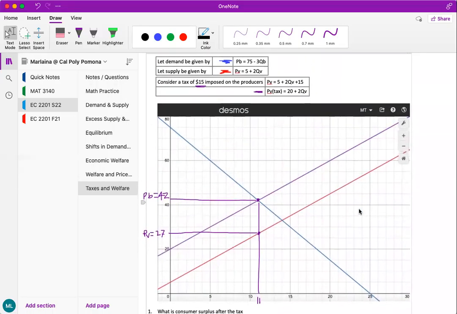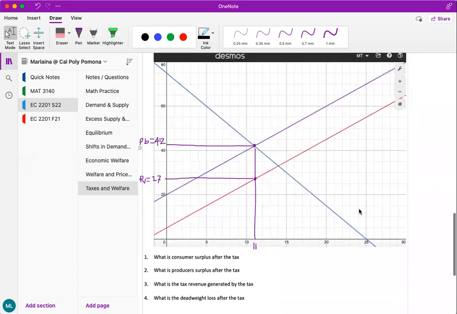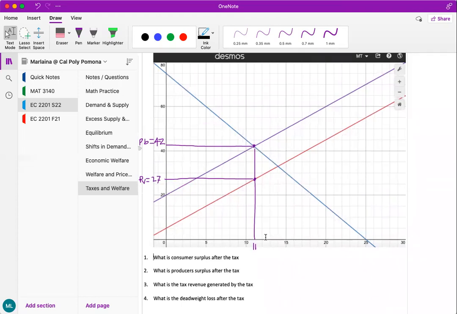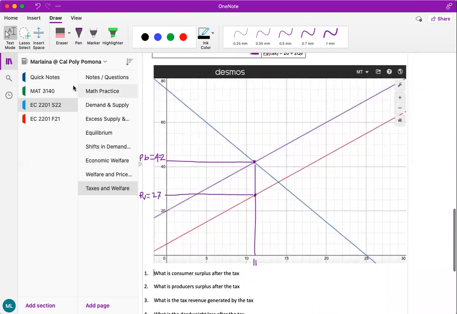Okay, last part for this week regarding taxes and welfare. We're going to be looking now for the consumer surplus, the producer surplus, the tax revenue, and the deadweight loss after the tax, of course. So let's just get right into it. Starting off, we're going to be looking at the consumer surplus.